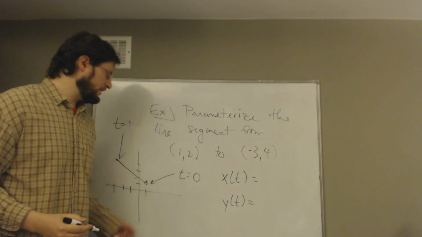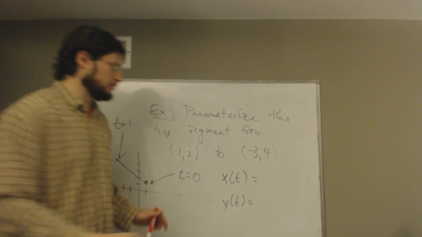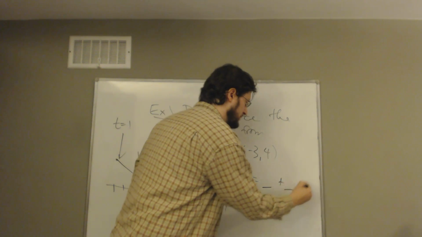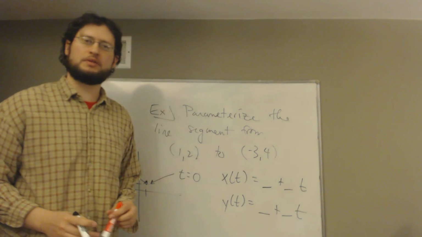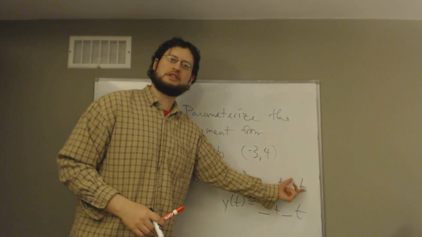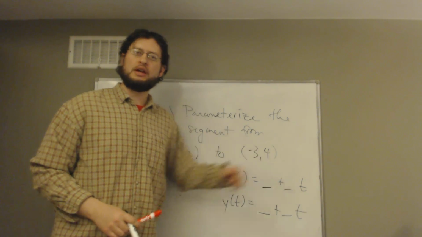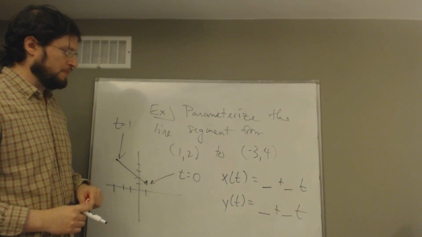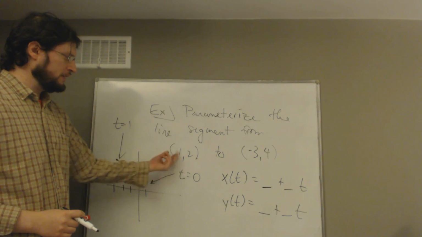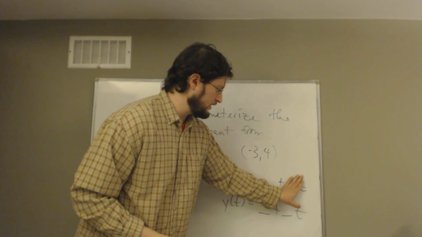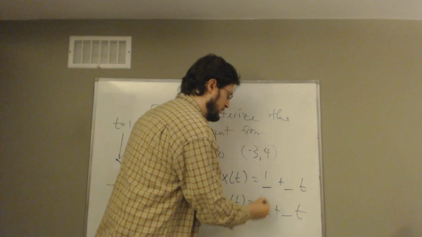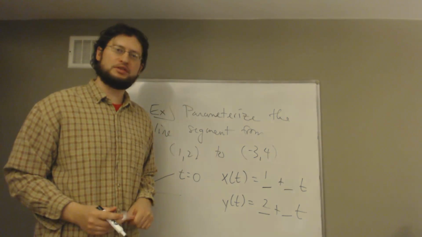If I want x at t, this is going to be something plus something t, and something plus something t, just like we had before. Linear for x, linear for y, put them together, and it makes a line. Now, when I plug t equals 0 in, I need to be at the point 1, 2. So if I plug t equals 0 in over here, that's going to go away, and that's going to go away. So that had better be 1, and that had better be 2.